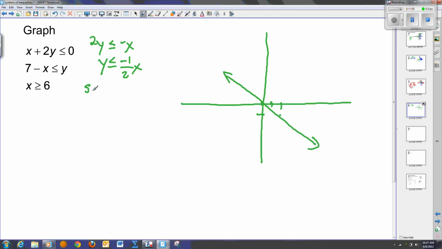So I'm going to sample another point that's not on that. In this case, I think I'll just pick the point 1, 0. So if I plug 1 and 0 into the x and y for this inequality, I get 1 plus 0 is less than or equal to 0. We know that's false. So here's my point 1, 0. I knew that that's not in the solution region, so I shade away from that point.